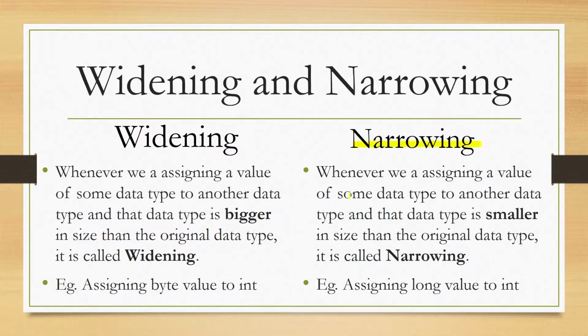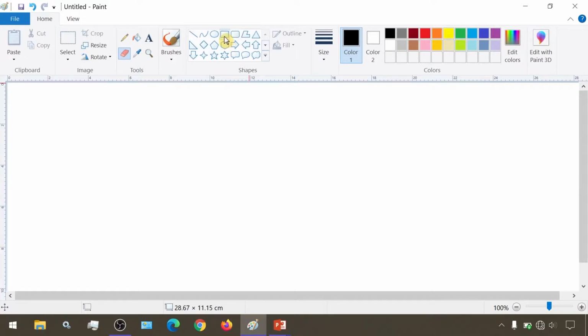Now let's see narrowing. Whenever we are assigning a value of some data type to another data type and the data type is smaller in size than the original data type, then it is called narrowing. I'll repeat: whenever we are assigning a value of some data type to another data type and that data type is smaller in size than the original data type, it is called narrowing. For example, assigning a long value to an int value. Narrowing is the exact opposite of widening. So let us understand narrowing.